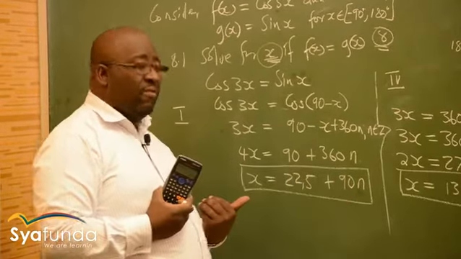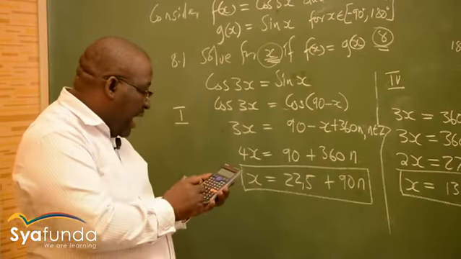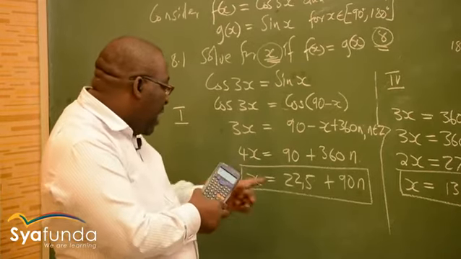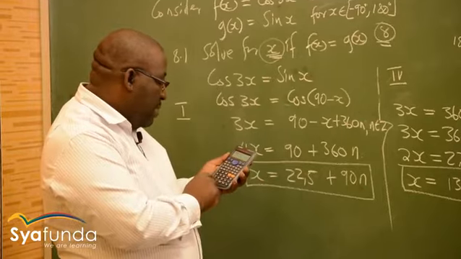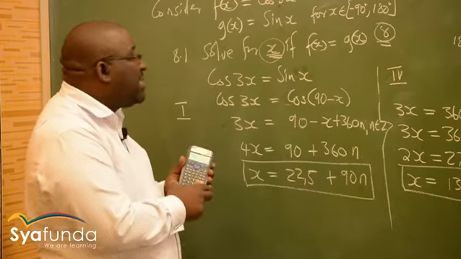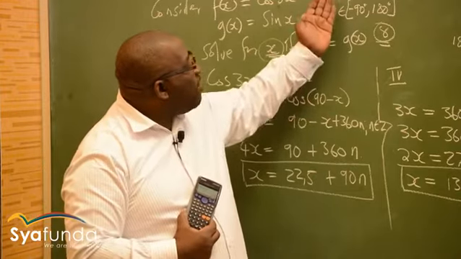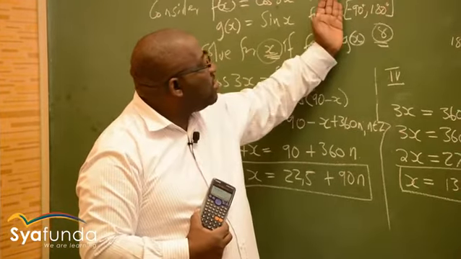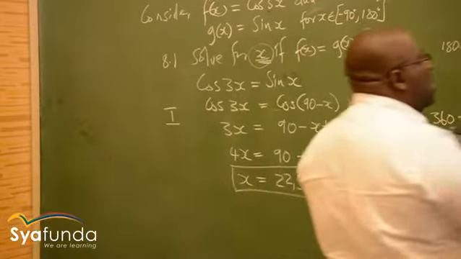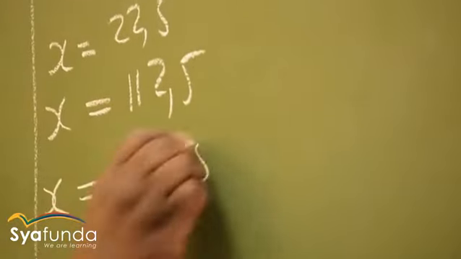Let's go back to the negative values now. If we push minus 1 there, 90 times minus 1, it's minus 90. So it's minus 90 plus 22,5. We get a negative value of minus 67,5. Is minus 67,5 between these two angles? Yes, it falls within that range. So our other x will be equal to minus 67,5.